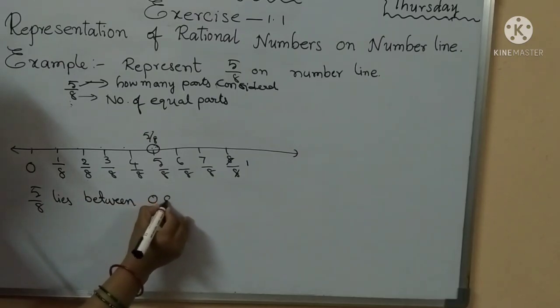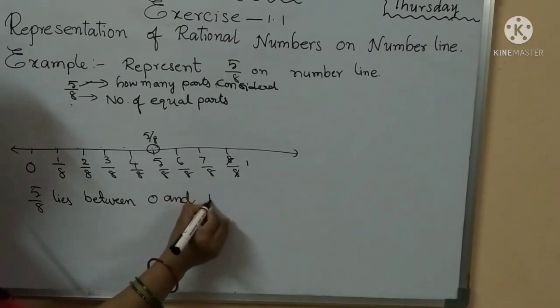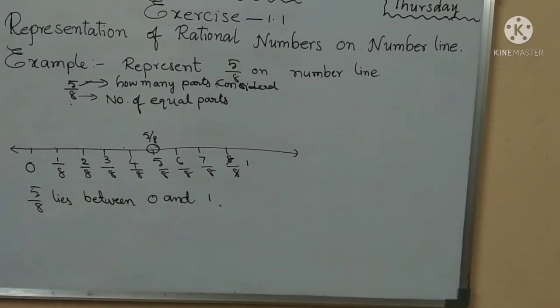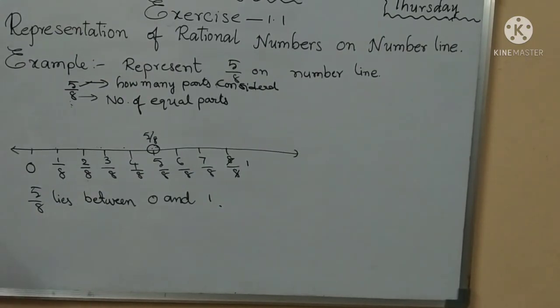Between 0 and 1. Understand here? Right. It is one example. So dear students, in example 7 also there is: represent 29 by 6 on the number line. That is homework, and there is also a try this. Just I will explain the try this and do this also. Okay.